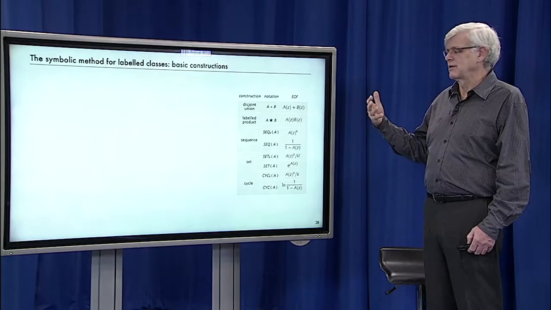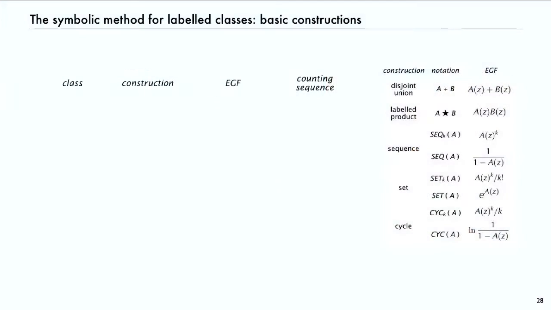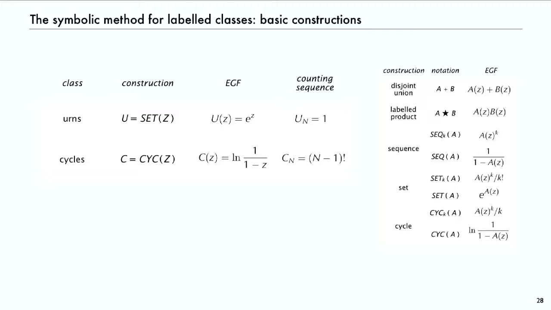So let's just look at the basic constructions of the basic objects using these operations. So urns: an urn is a set of atoms, and that immediately translates to e to the z from the transfer theorem for sets. And as we saw, that gives the counting sequence U_n equals 1. Cycles: a cycle is a cycle of atoms, and again, immediately from the transfer theorem, that tells us that the generating function is log of 1 over 1 minus z, and therefore the counting sequence is n factorial times the coefficient of z to the n in that, which is n minus 1 factorial.